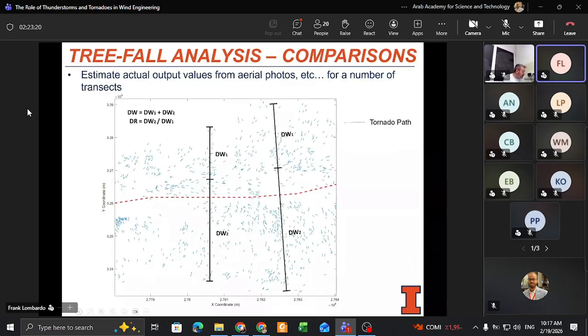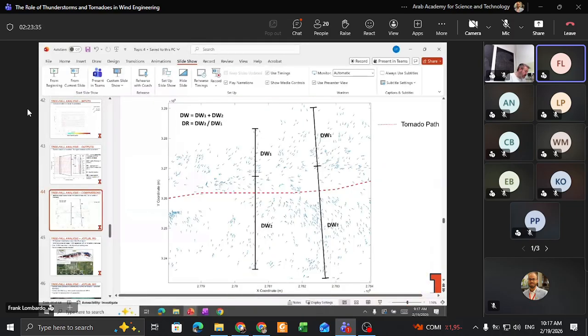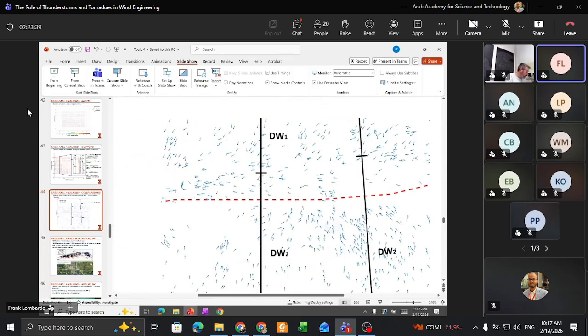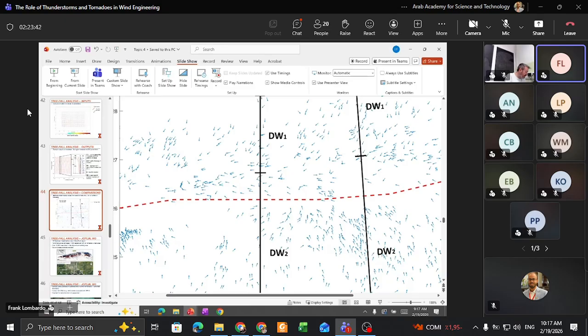Okay, here's just an example. This is an actual tornado from Missouri. This one I tagged pretty much all myself. I don't even remember how many trees there were. But you can try to zoom in here and I'll show you some of the different patterns. The tornado track, best guess, was that red dotted line there.